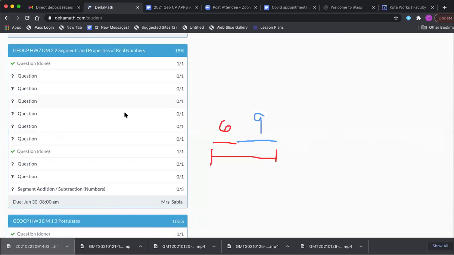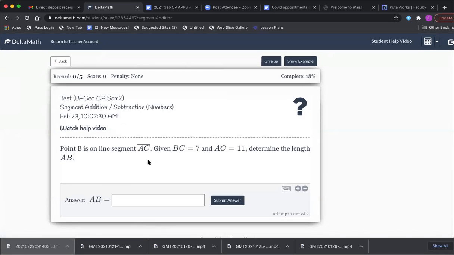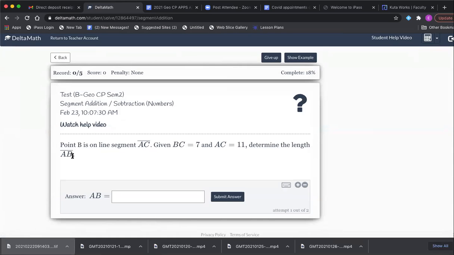Okay, and then let's just do 1 or 2 from this bottom one here. Point B is on line segment AC. So that's their way of telling you that B is between A and C. So what you might want to do, since they didn't give you a picture, is just draw your own. So here, I know I have segment AC, and then B is somewhere on this. It doesn't even matter where you put it. It literally doesn't matter. Pick anywhere and put B.